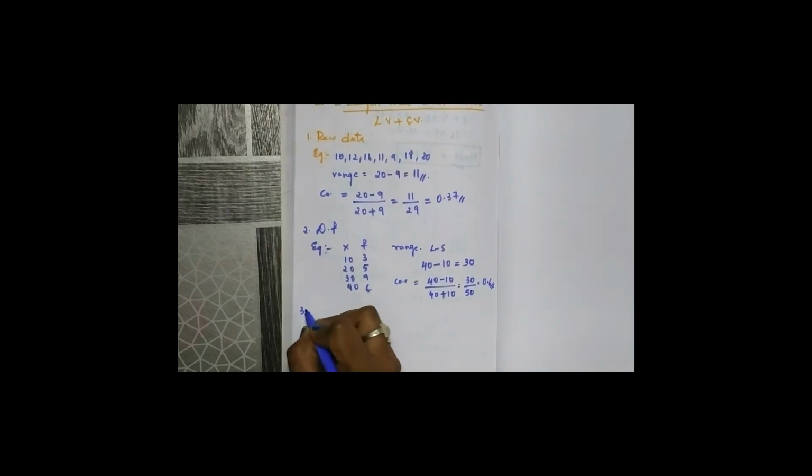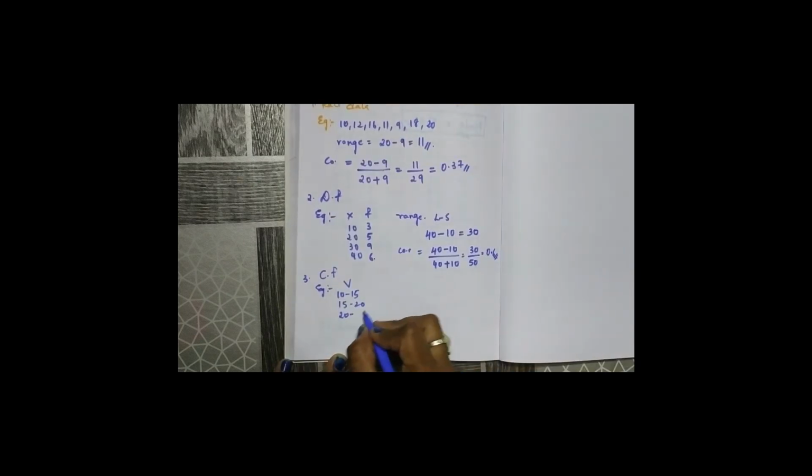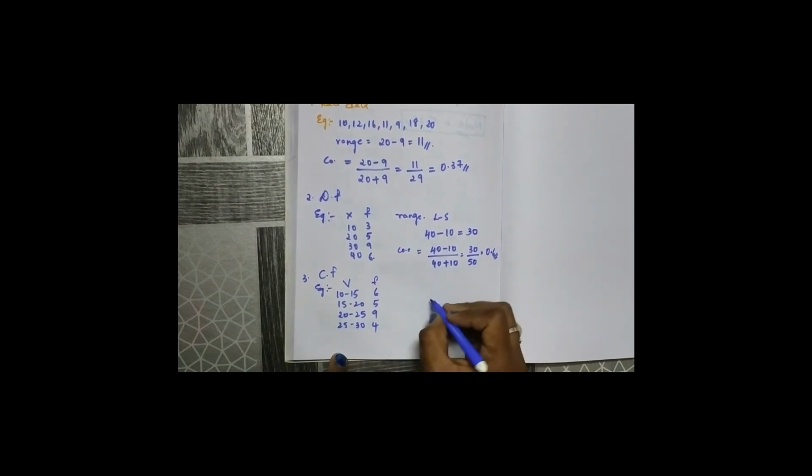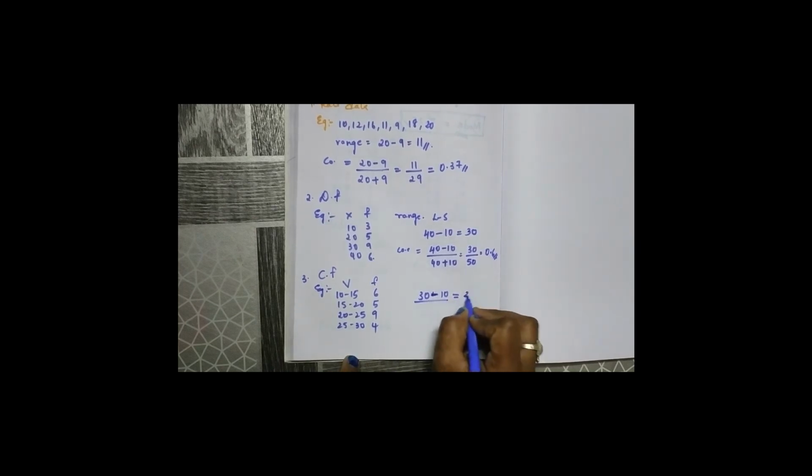Now in continuous frequency, for example problem, we have x, that is 10 to 15, 15 to 20, 20 to 25, and 25 to 30. So here in this you need to look into these variables. So the largest value is 30 minus the smallest value is 10. So this is equal to 20. This is the range actually.